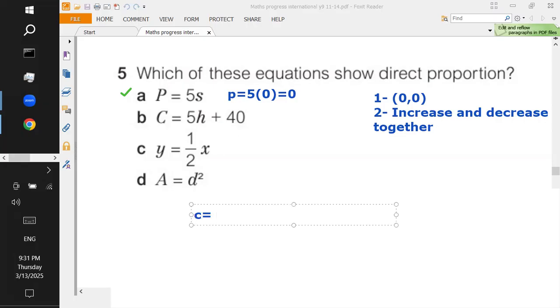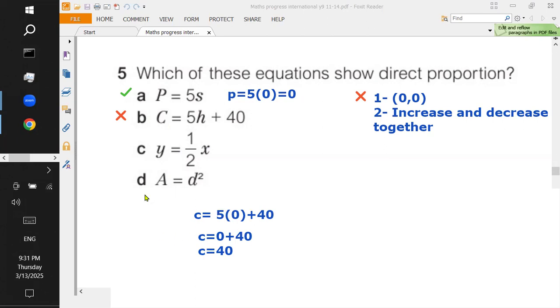So C will equal 5 multiplied by the 0, and then plus 40. So this means that C will equal 5 times 0, which is 0, plus 40. So this means that C will equal 40. As you can see, when the h is 0, the C came as 40. This means that the first rule didn't apply. This means that this formula here is not direct proportion. So basically, when one of them is 0, the other one should be 0 to say that they are direct proportion. And this is how you answer a question like this.